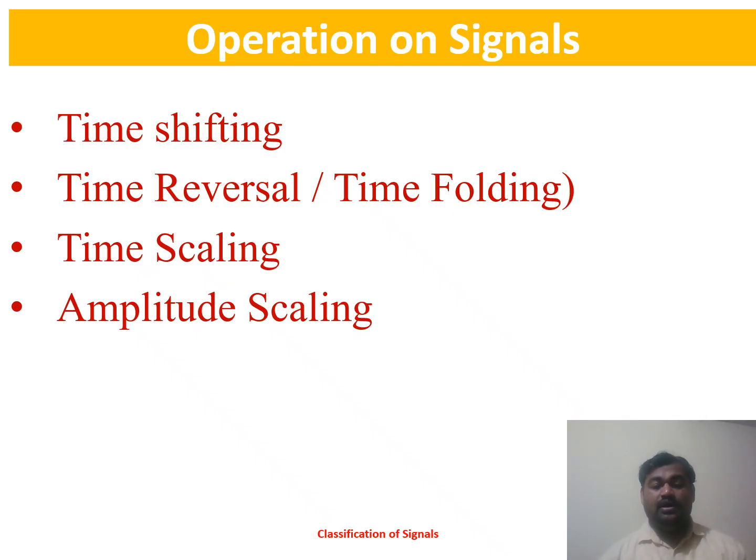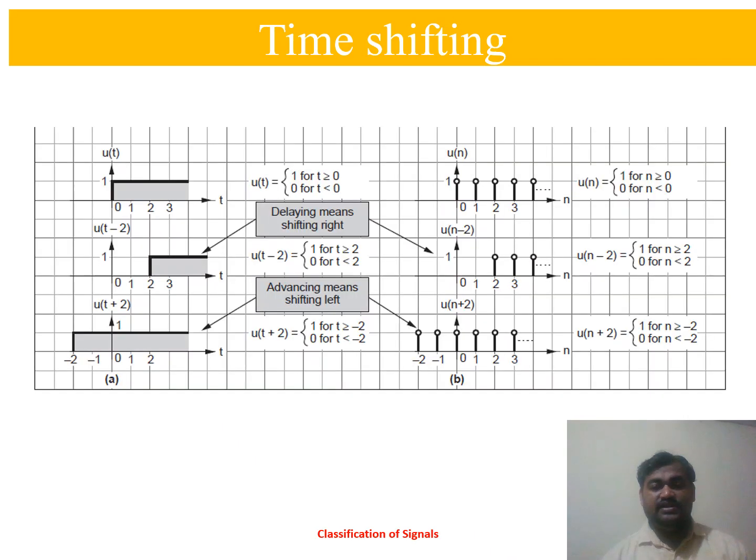Next, we are going to see the operations on signals. There are mainly 5 operations: time shifting, time reversal or time folding, time scaling, amplitude scaling, signal addition and signal multiplication. These are the operations on signals. This is the first one, time shifting. Time shifting may advance or delay the signal by some units.